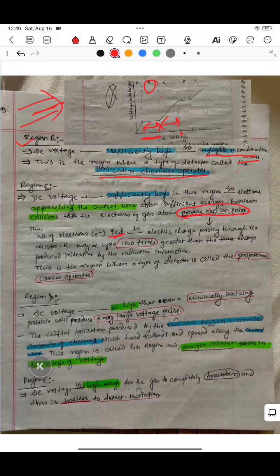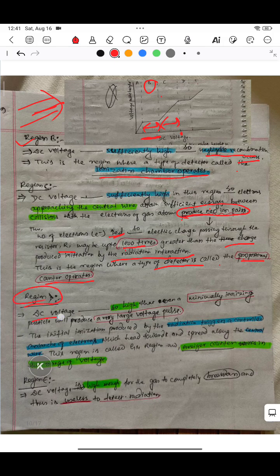So the electric charge passing through the resistor may be up to 1000 times greater than the charge initially produced by the radiation interaction in region C. This region is where the type of detector is called a proportional counter. So B is the ionization chamber, and this one is the proportional counter. Proportional means directly proportional: if it increases by 5, then the other also increases by 15, like that.